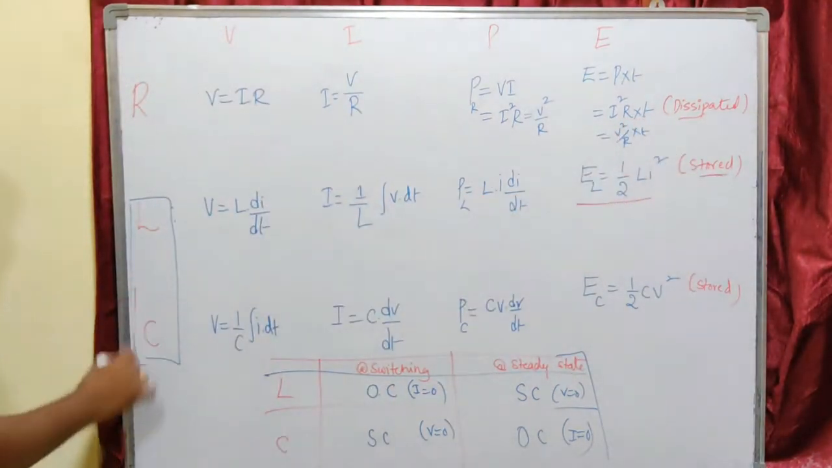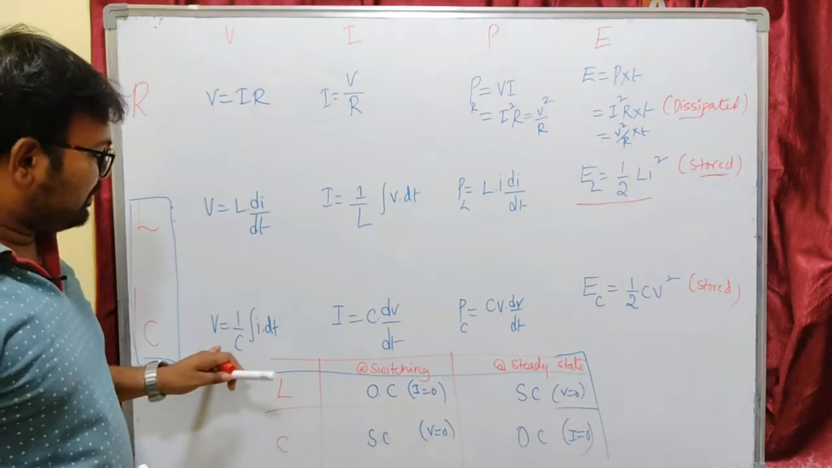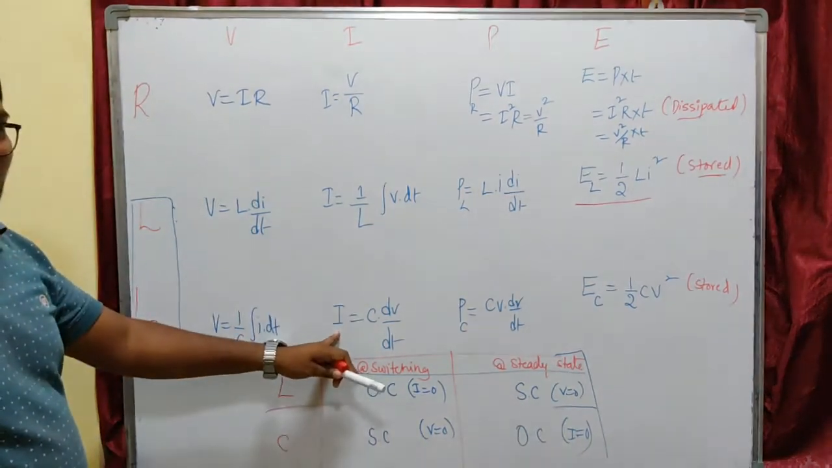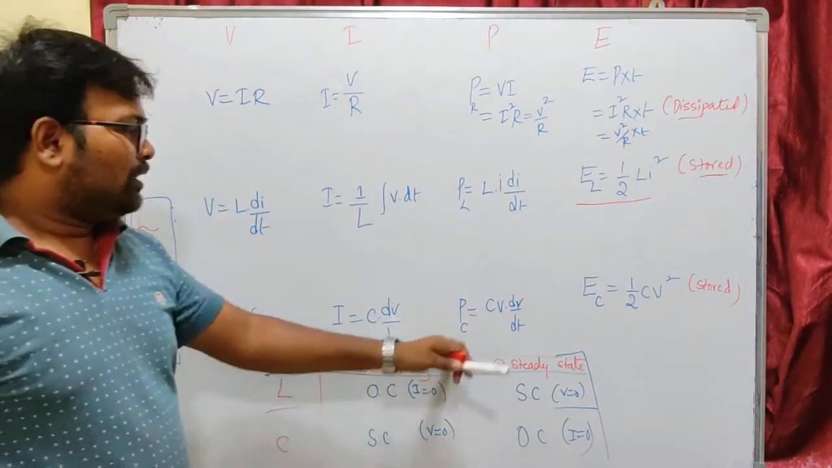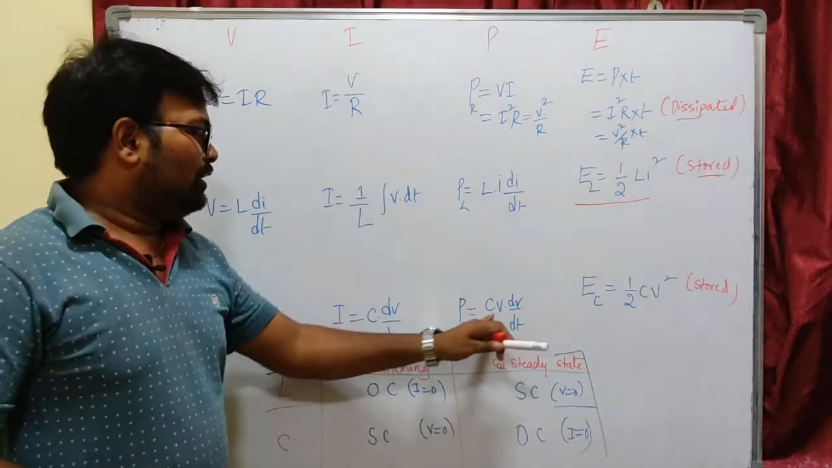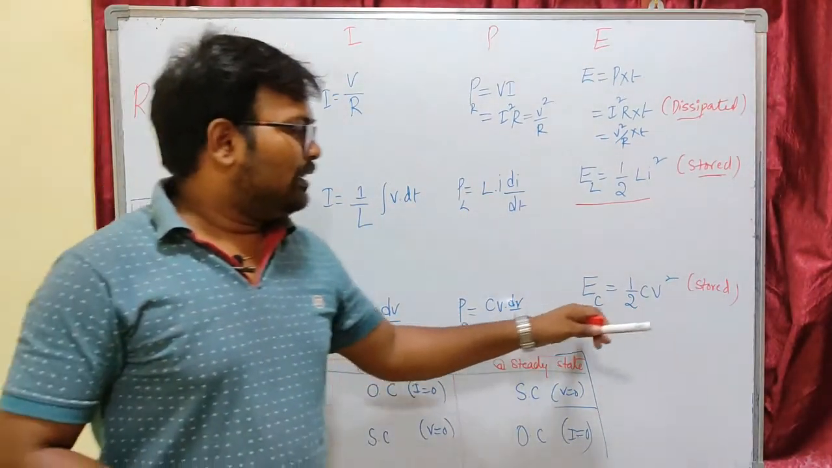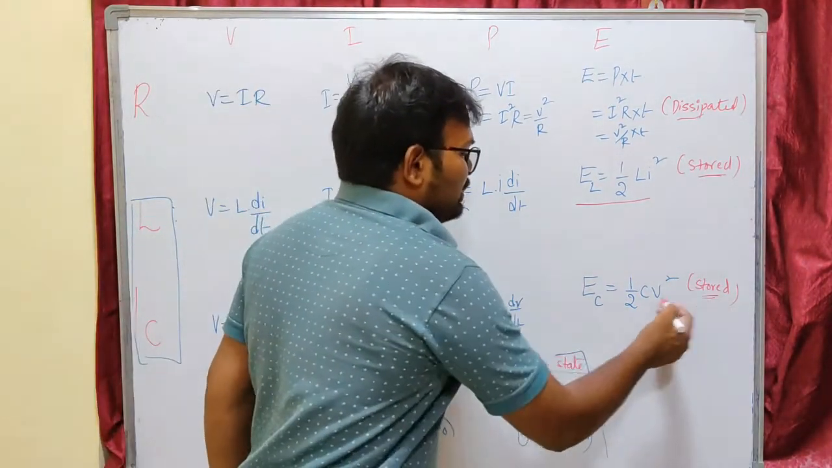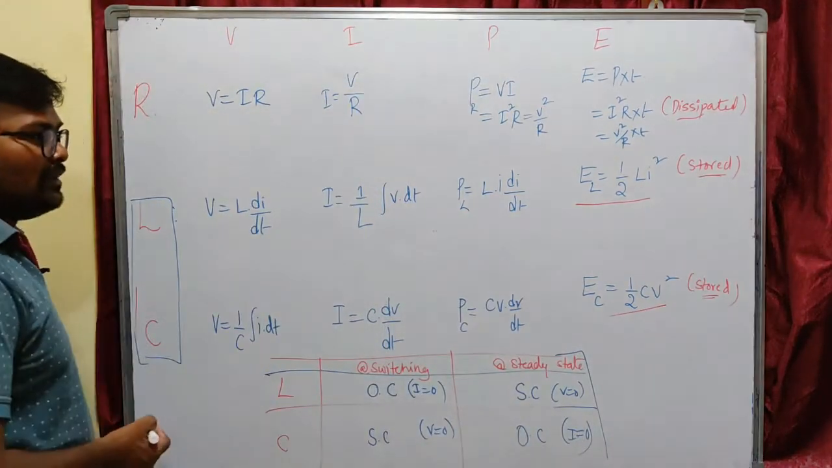Let us see the capacitor. Voltage across a capacitor is 1 by C integral of I dt, and current through a capacitor is C into dV by dt. So power equals V into I. And energy stored in a capacitor is half C V squared, where C is capacitance and V is voltage.